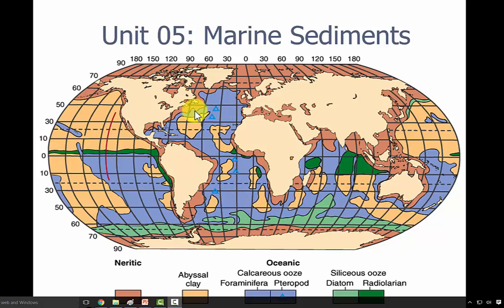But basically, all the sediment is made up of all kinds of sediments, but there is a primary type in each of the areas. So let's jump in.